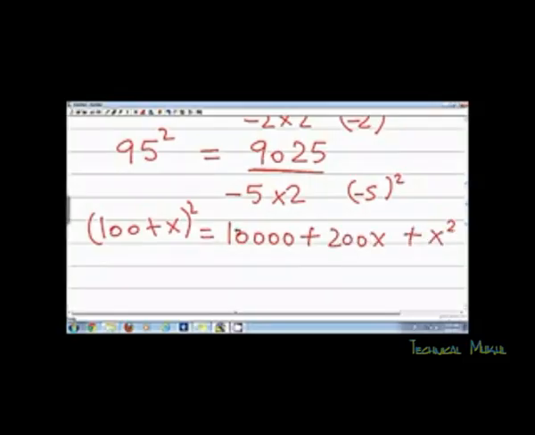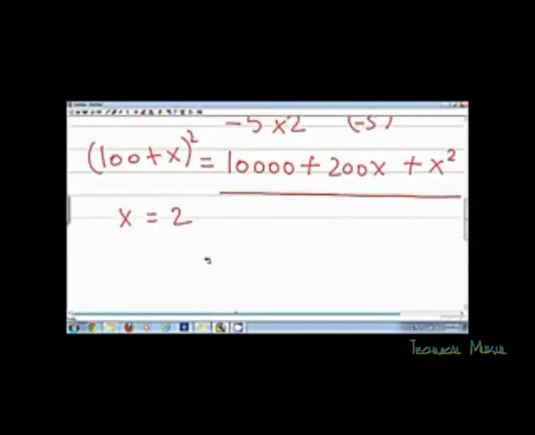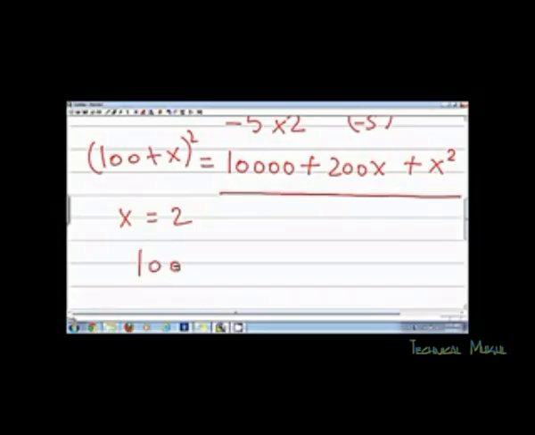So in this case, whatever I have x, I multiply that with 2 and then add it to the hundredth place. And similarly, if I have x, I square it and then add it to the first place. So if x is equal to 2, then what I'll do is say 10000 plus 400 plus 4, that is equal to 10404.